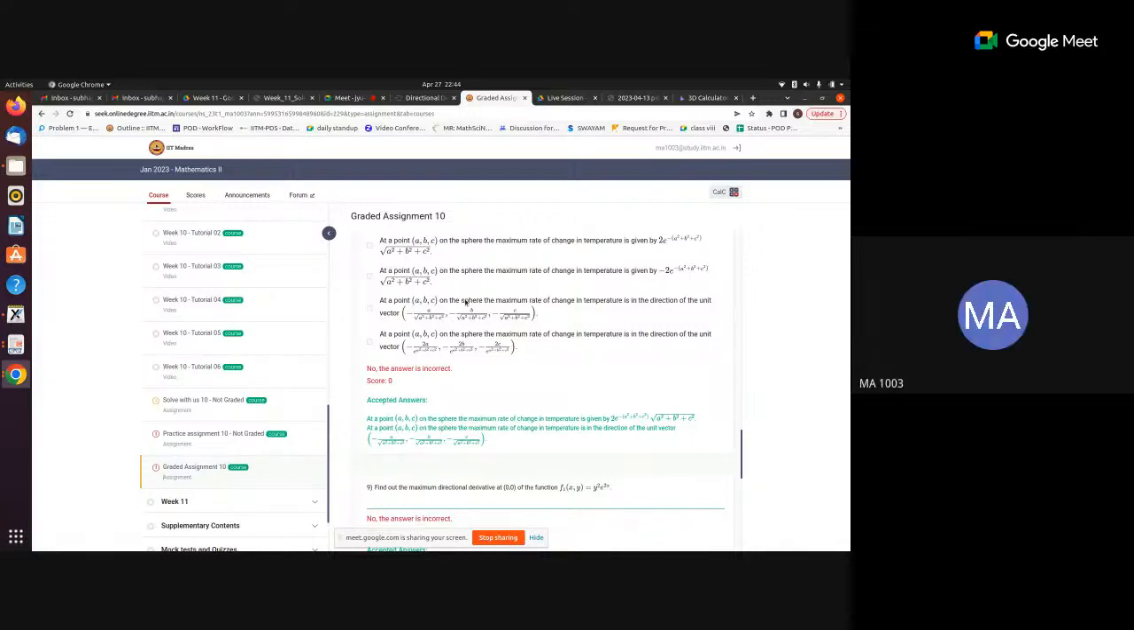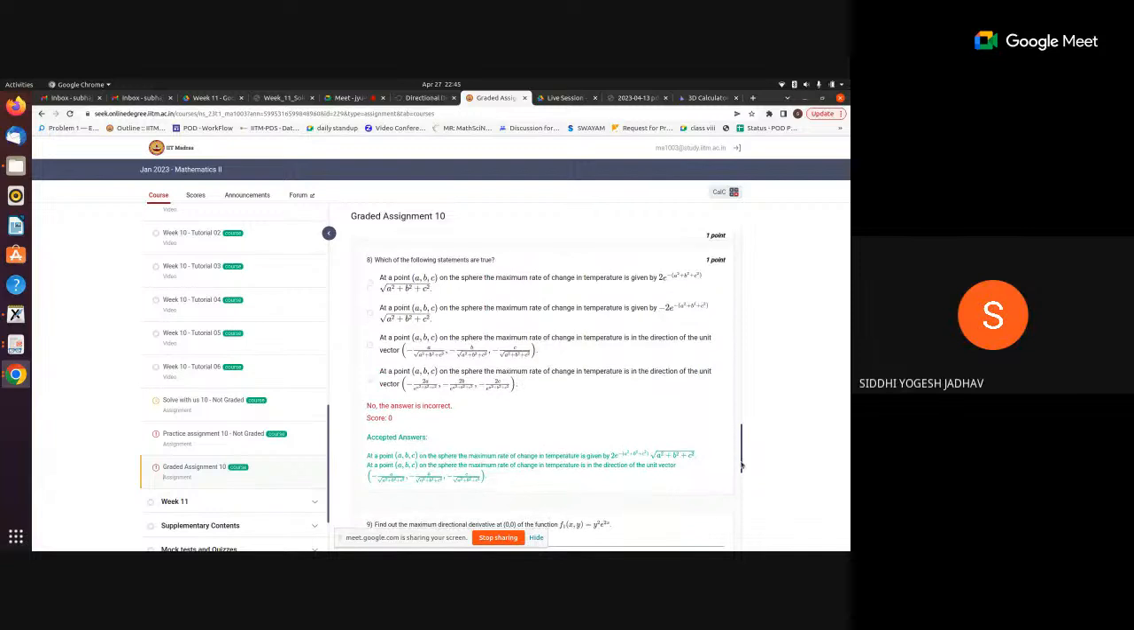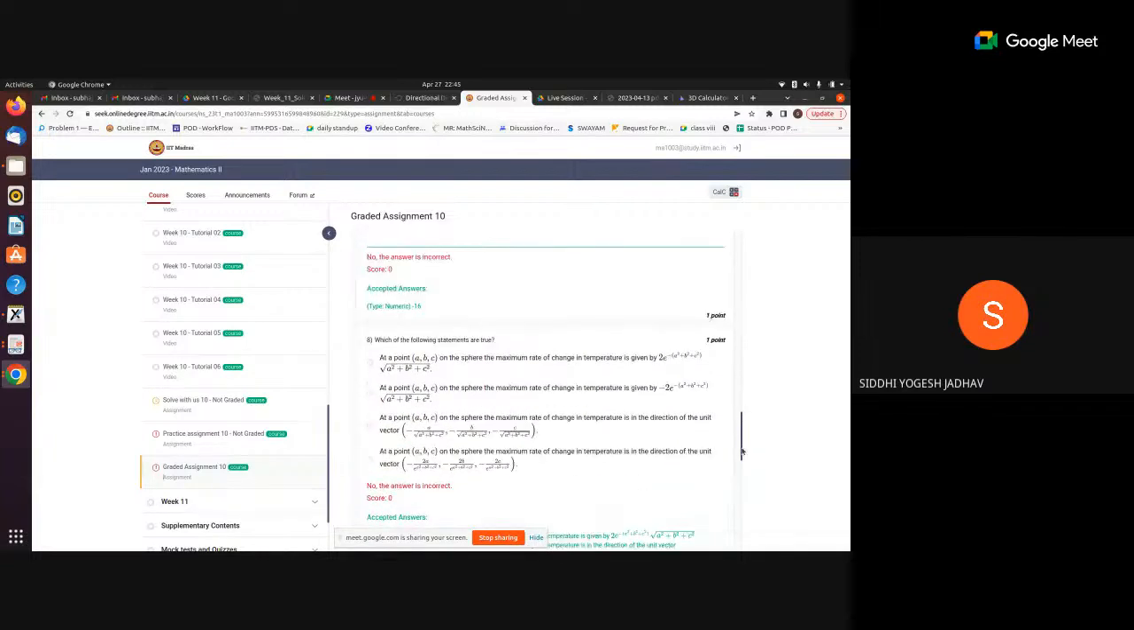So you are saying you got the vector for option C, right? No, option A I got, option C I'm not getting a unit vector. How is it possible? This is the gradient, right? It's the gradient divided by the norm of the gradient. That is the unit vector. So this is the vector along the gradient vector, and along this direction the rate will be maximum. I got it. What mistake have you done? I didn't read the question properly. Sorry, sir. No, it's okay.